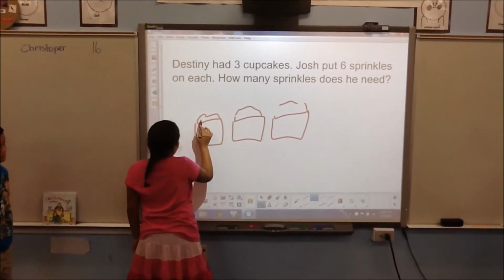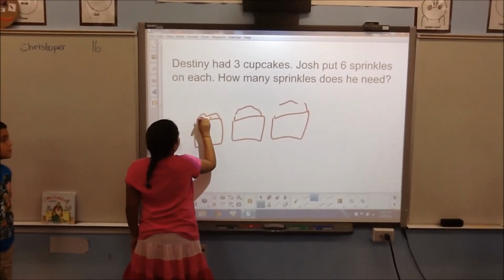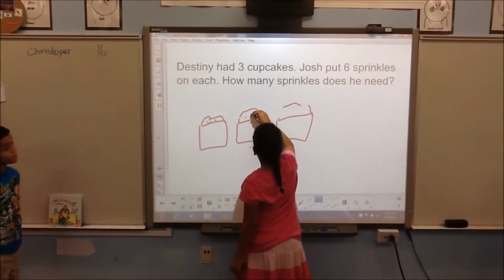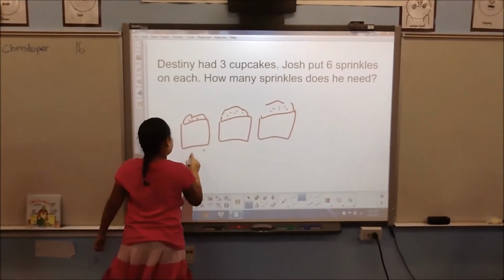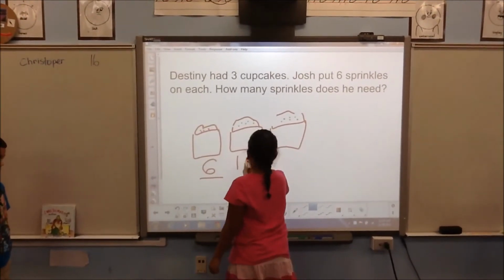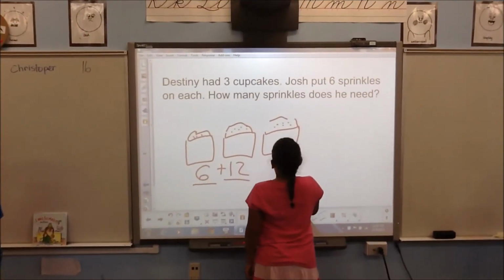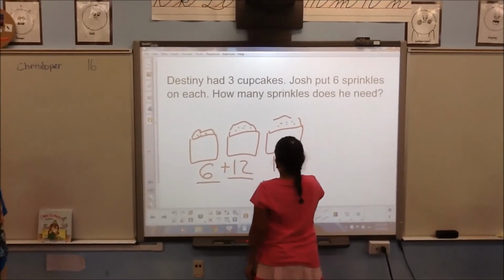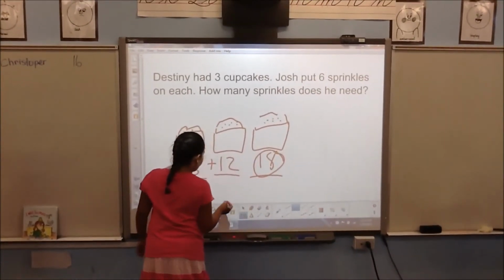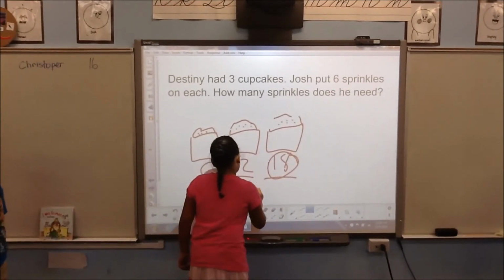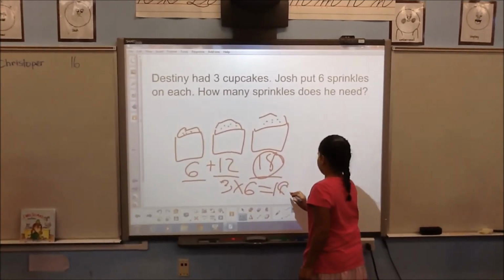We are going to count by 3s. 1, 2, 3, 1, 2, 3. Now we're going to count. This is 6. This is 12 if you add 6 plus 12. And this one's 18. And this is the answer because this is on the 3rd cupcake and how much equals on all. So 3 times 6 equals 18 is our answer.